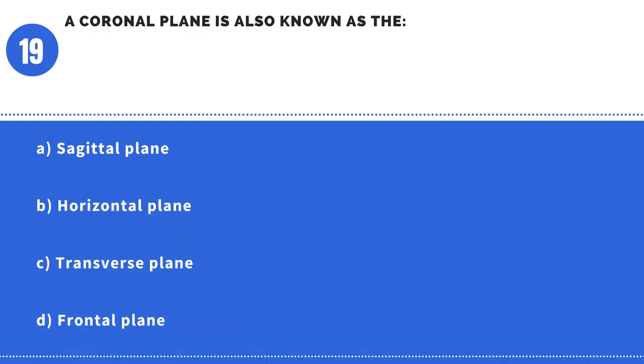Question 19. A coronal plane is also known as the A. Sagittal plane. B. Horizontal plane. C. Transverse plane. D. Frontal plane.